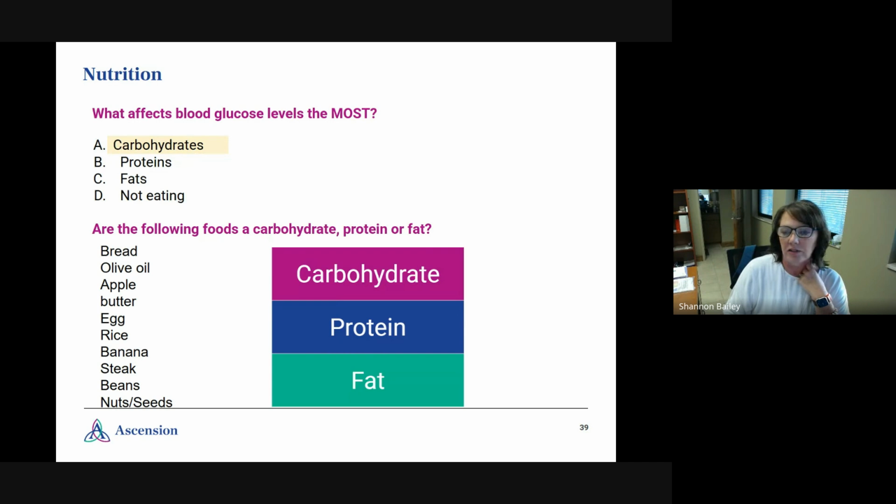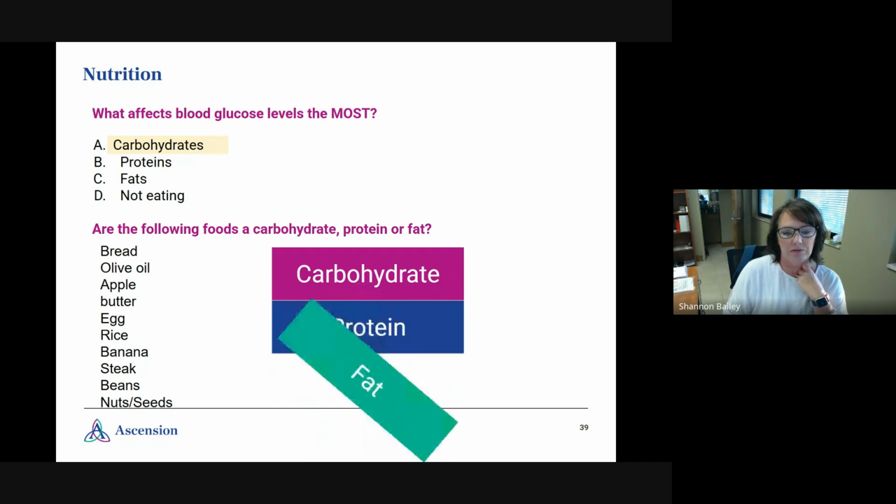And then finally, nuts or seeds. Carb, protein, or fat. It's a tricky one. A lot of people don't realize. It is actually a fat.